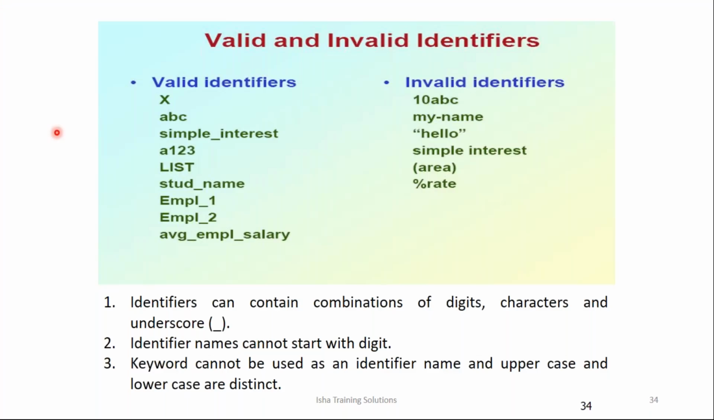Identifier names cannot start with a digit, we have discussed. A keyword cannot be used as an identifier. Uppercase and lowercase names are distinct. This is what you need to understand. I have written John in capital letters, in small letters, and starting with a capital letter with the rest small. If any letter of an identifier is capital or small, they are different, and it will take them as different identifiers.